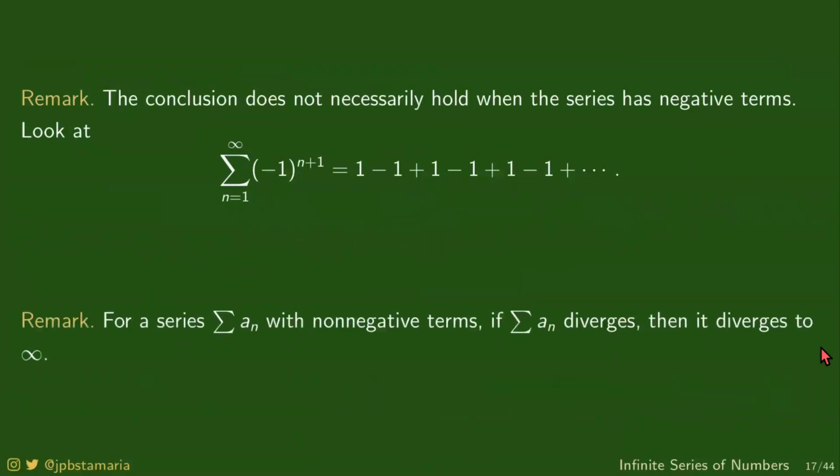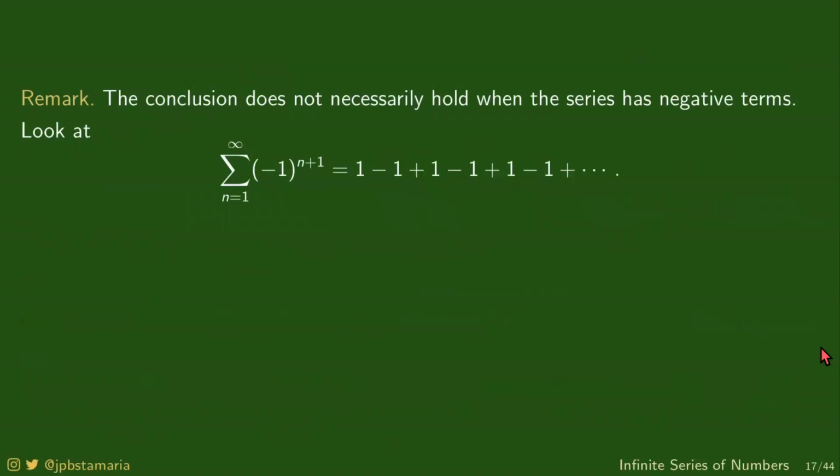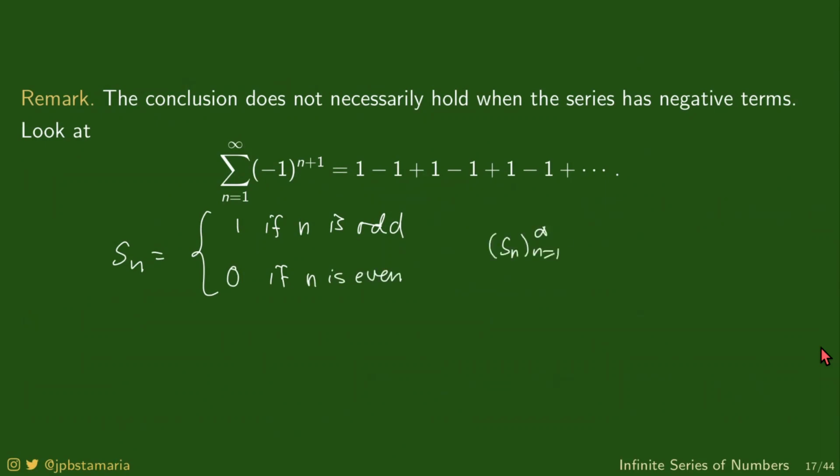Kasi halimbawa, ito. Kapag titignan mo yung S sub n nito, ang S sub n nito dalawa lang: 1 if n is odd, 0 if n is even. Kung mapapansin nyo, yung sequence na ito ay bounded above. 1, 0, 1, 0, 1, 0. It's bounded above. In fact, an upper bound could be 2. Pero hindi natin pa pwedeng sabihin na itong series na ito ay nagko-converge.